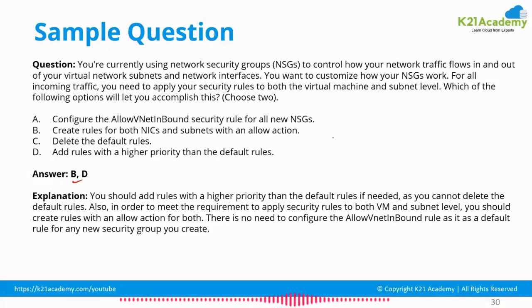B and D are correct, because if I have an NSG at VM level and an NSG at subnet level, I need to allow at both levels. Then only the connection will be made. If it is allowed here and denied here, then it will not get created. If it is allowed here and denied there, again it will not get created. So we need to create it in both places, right? There is no need to configure an allow inbound rule, as it is a default rule for any network security group that you create. If you remember, allow VNet inbound is a default rule that will be there in your NSG, which I also forgot. All right, so the answer will be B and D.